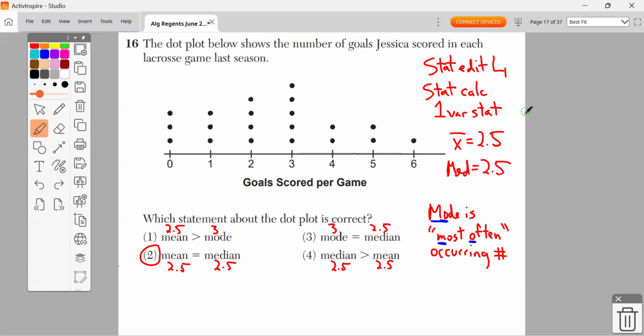Then you're going to do stat calc one variable statistics. You're looking for your mean, your median, and your mode. The mean is the X with the little line above it. So your mean is 2.5. I think it's helpful to write in 2.5 anywhere where you see mean. The median shows up as MED. That's also 2.5. The mode is the most often occurring. You can remember that by MOMO, most often occurring number. Our biggest number here is 3 because we have 5 of them. So I wrote in those numbers. Which one is correct? Well, 2.5 is equal to 2.5.